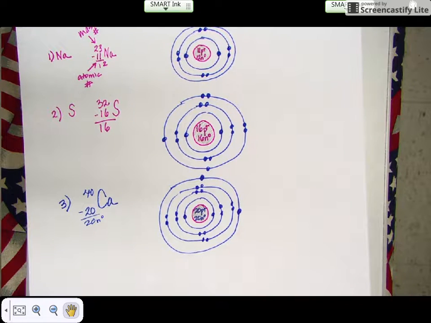Okay, we'll talk about tomorrow how to draw the Bohr models for ions, and we'll review over this some more in class as well. Hope this helps.